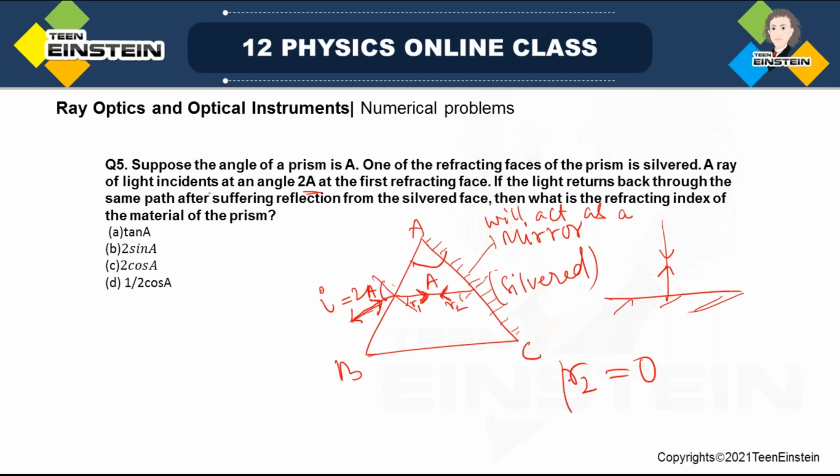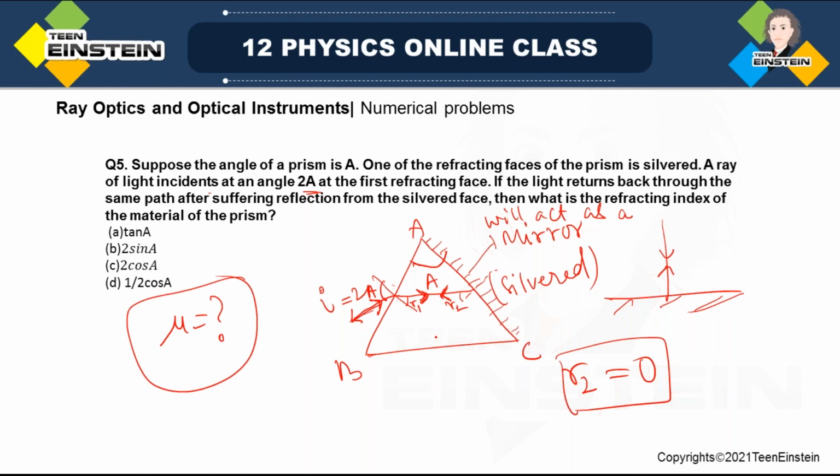So this is R2 is equal to 0. I hope I have shown you this dispersion, how it happens in the first figure itself, the first problem itself. Now look, I know another formula for a prism. So here the question, let me finish. The light returns back in the same path. So we have read up to that, and then what is the refractive index of the material of the prism? I have to find out what is mu of this prism. So this is the full question.